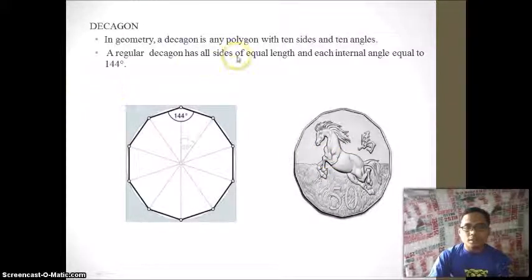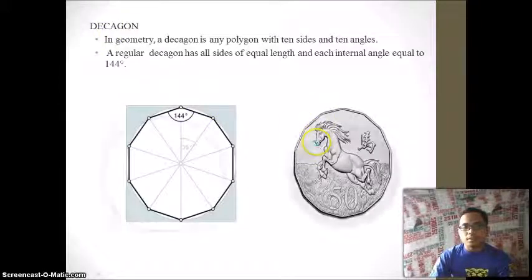Next, a decagon. A decagon has 10 sides and 10 angles. Each internal angle is 144 degrees. The sum of the internal angles you can calculate by multiplying by 10, which gives 1440 degrees. Okay, this is a real life situation. They use a coin as a decagon shape.